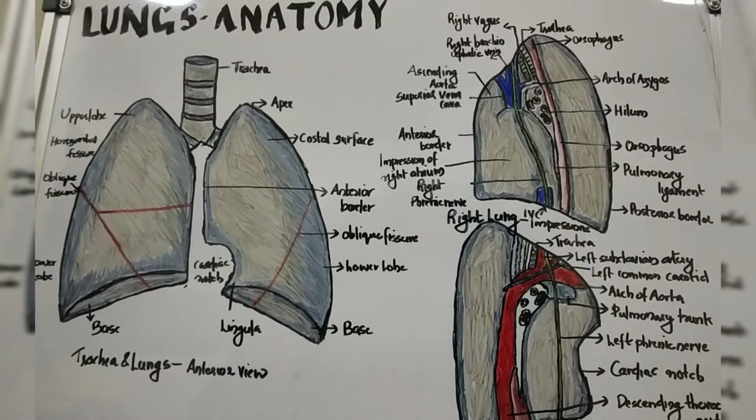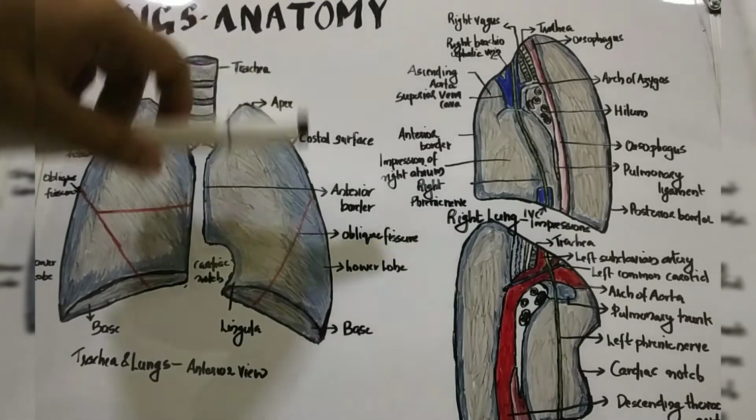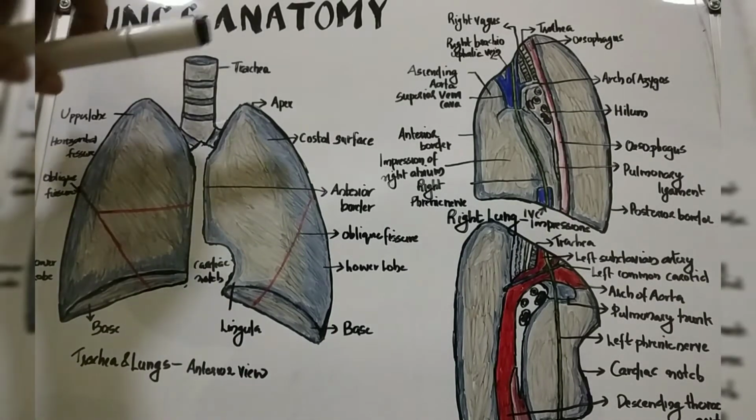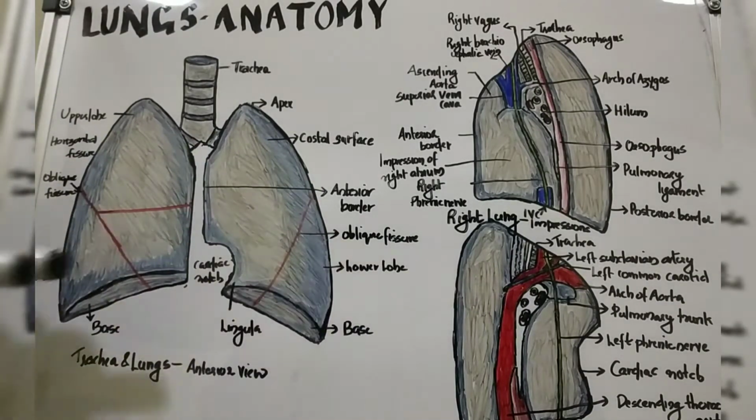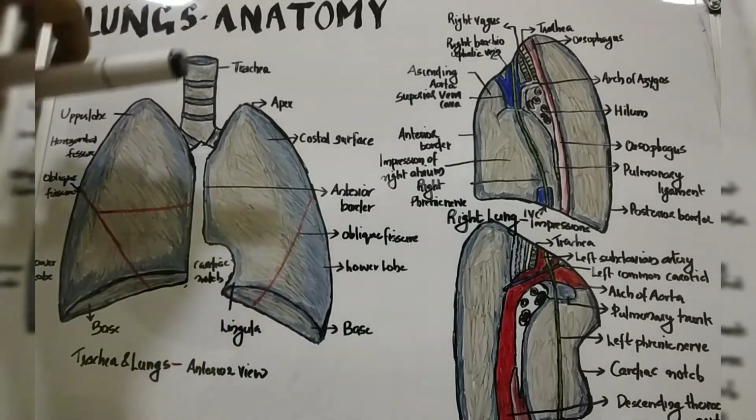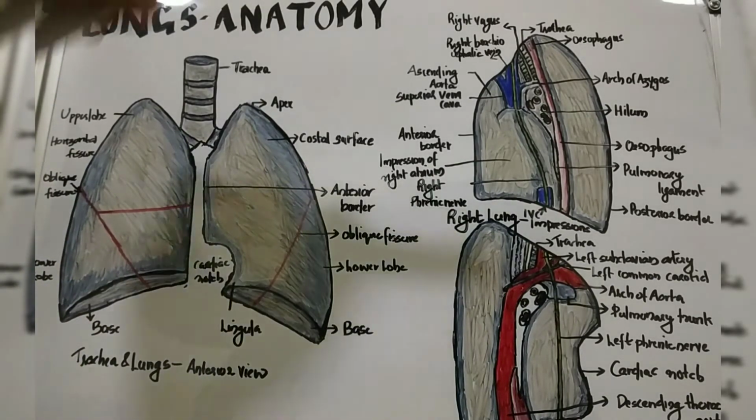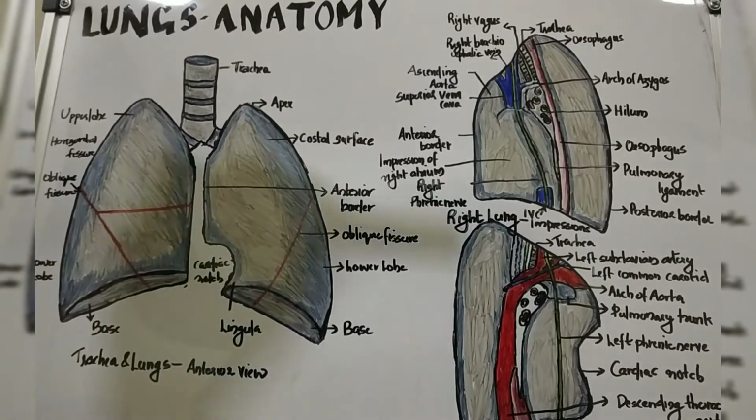So, the right lung is about 700 grams, and the left lung is about 650 grams. The lungs are gray in color or brown in color when young. And when you age, they become mottled black due to the deposition of carbon.